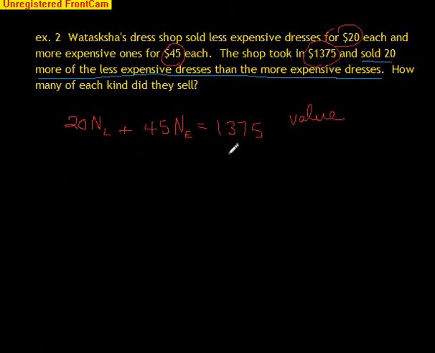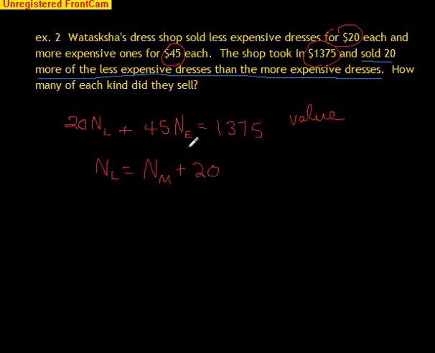Now we have one that just has to do with how many dresses were sold. Well, we know the number of less expensive dresses is 20 more than the more expensive. So in order for this equation to balance out, if we just put them equal, this side would be heavier, right? The less expensive would be more. So we need to balance our equation. In order to do that, we need to add 20 onto the more expensive side so that our equation is balanced.